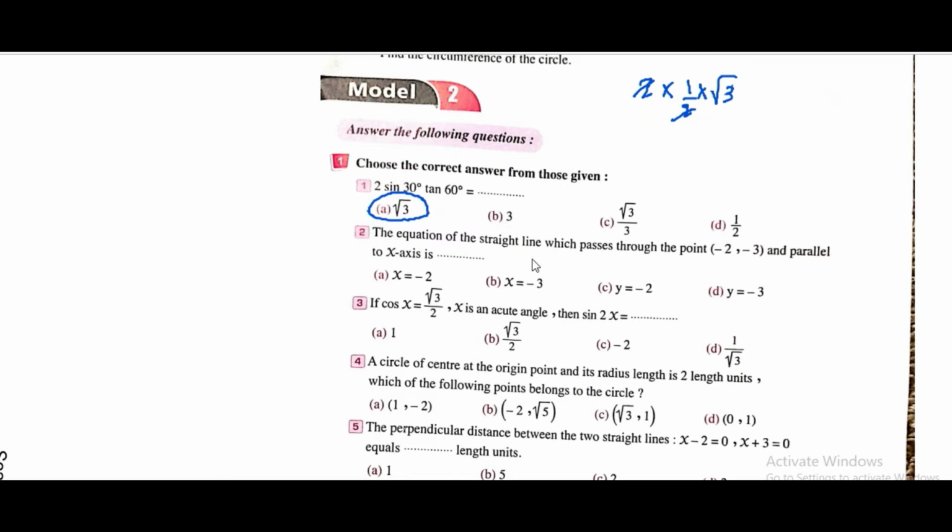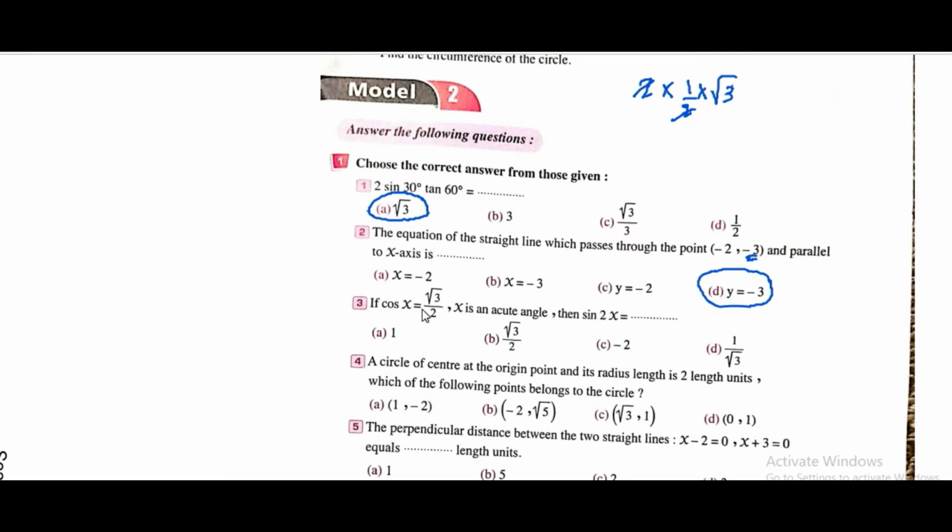The equation of the straight line which passes through the point (-2, -3) and is parallel to the x-axis. Any line parallel to the x-axis has the equation y equals a number. The line passes through this point, whose y-coordinate is negative 3, so y equals negative 3. This is a straight line parallel to the x-axis.